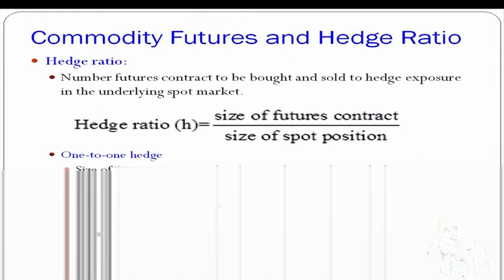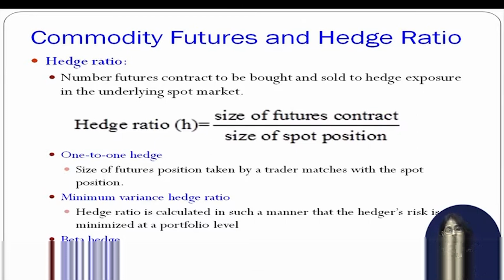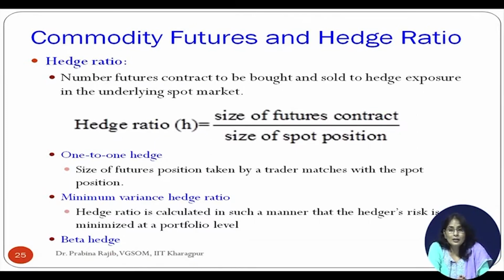The hedge ratio is 1. In the sense, if the denominator, the size of the spot position, is 10 metric ton, the numerator is also going to be 10 metric ton. We define a hedge to be a 1 to 1 hedge ratio. So the underlying of the futures position taken by the hedger.